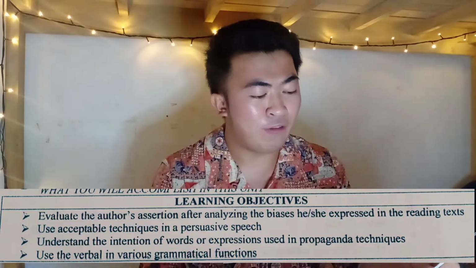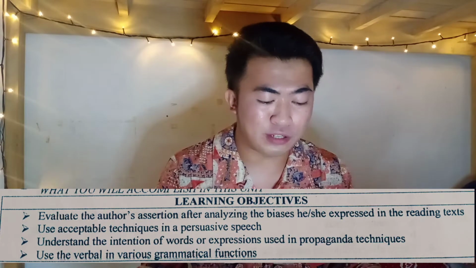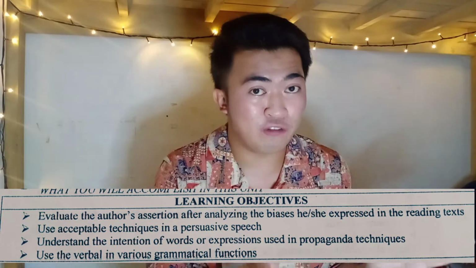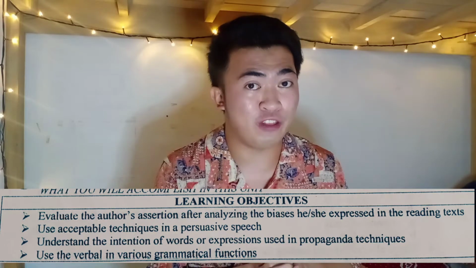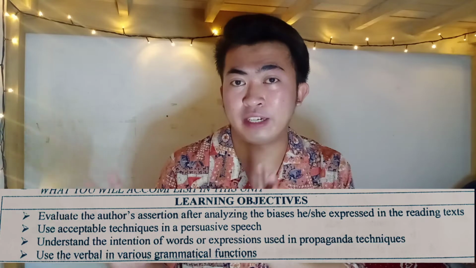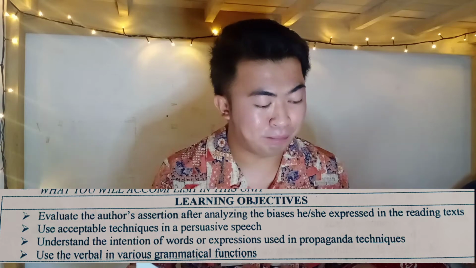Let's discuss first the objectives for this week. Our objectives are the following. The first one is to evaluate the author's assertion after analyzing the biases he or she expressed in the reading text. Of course, literature first: you're going to read the literature part of our topic for this week, and after reading it, you're going to proceed with the language part of our lesson.